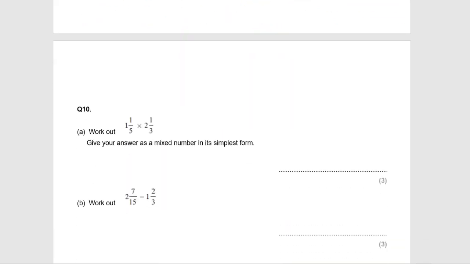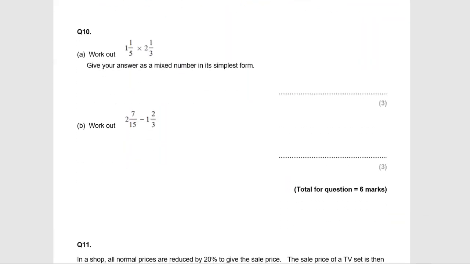Question number 10. We are multiplying fractions, mixed numbers. So when you multiply mixed numbers, change them into improper fractions first. So 5 times 1 is 5, add 1 is 6. If you forgot how to change mixed numbers into improper fractions, check out my fractions video. I'll put the link in the description. So 5 times 1 is 5, add 1 is 6. So it'll be 6 over 5 times by 3 times 2 is 6, add 1 is 7. 7 over 3.